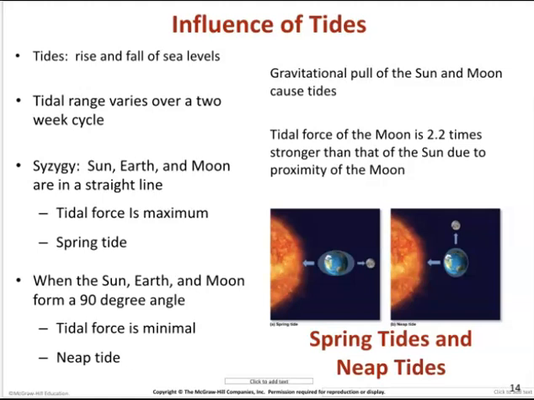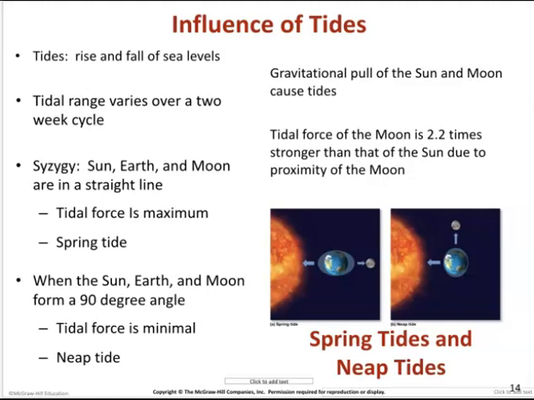The tidal range varies over a 2-week cycle, and it's caused by the gravitational pull of the sun and the moon. But the moon's force is 2.2 times stronger than that of the sun, because the moon is so much closer to us than the sun is. So we have a couple tides. One is a spring tide and one is a neap tide.